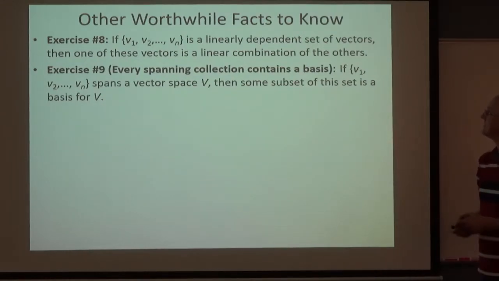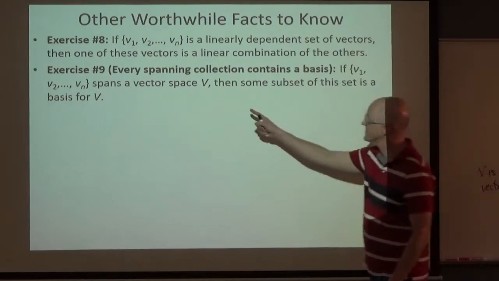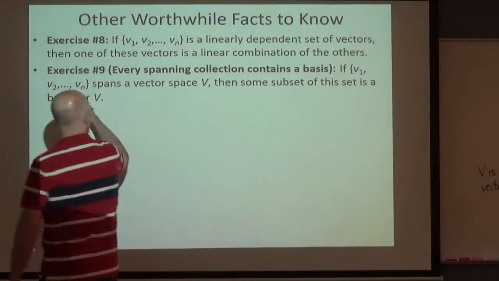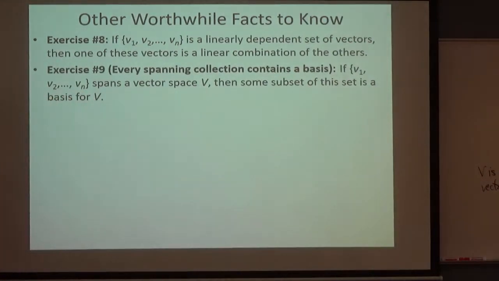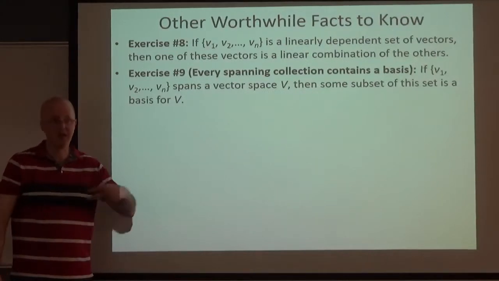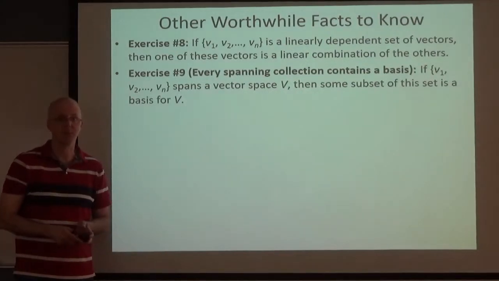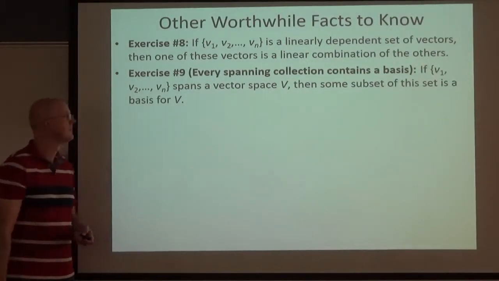And that's essentially what this theorem says. If you've got a collection of vectors that spans a vector space, meaning every vector in the vector space is a linear combination of these, then some subset is a basis. There's going to be some subset that is linearly independent and still spans the vector space. These are all definitely useful facts to know as you start embarking on chapters 20, 21, and 22.